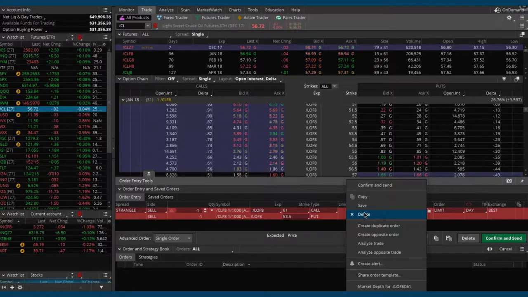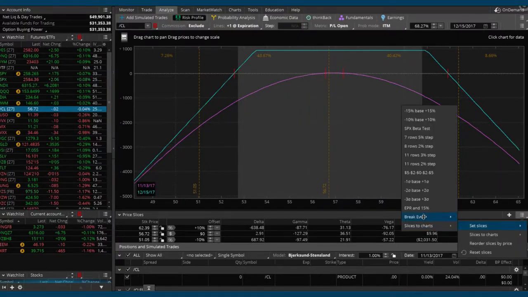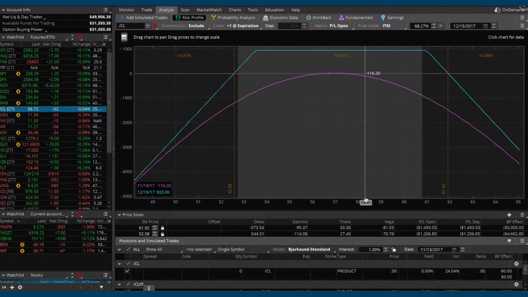Okay, and you said one single contract on that? Yeah, let's just do one here. Good. Analyze the trade. All right, so we've got a max profit of $920 potentially. And so go ahead and set your slices. There you go. As I look, 74% sounds like a pretty good probability there. Yep, a little over 74.